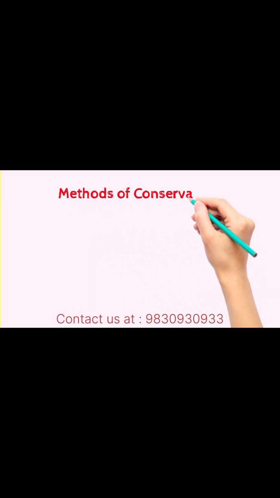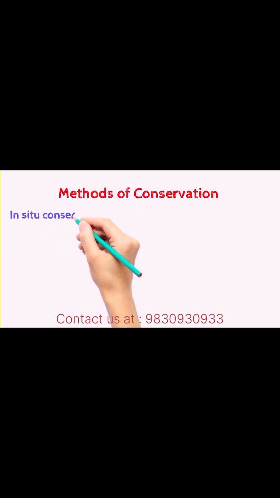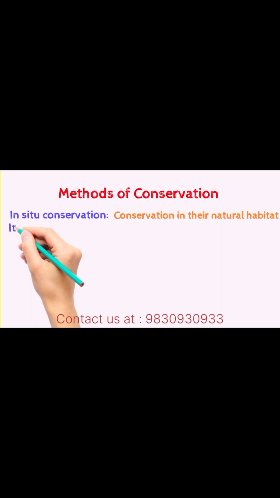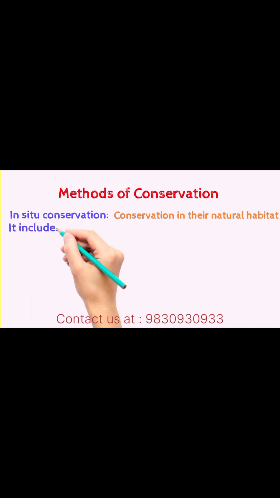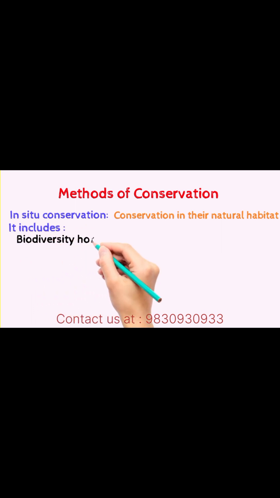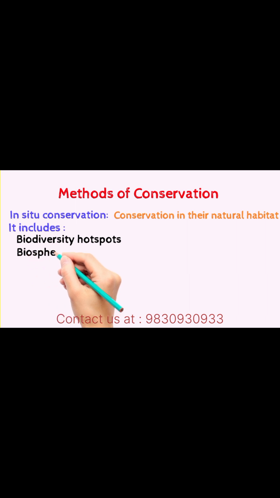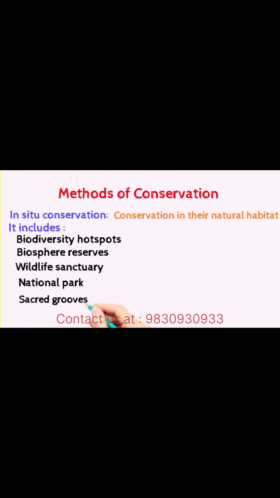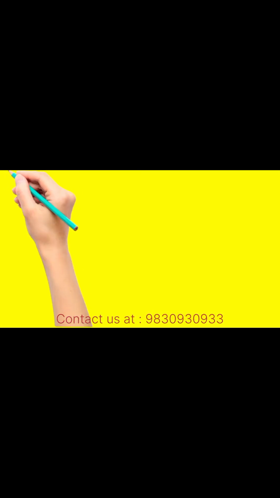Now, we will talk about the methods of conservation. There are several methods of conservation like in situ conservation, ex situ conservation, and many more. In situ conservation is the conservation of biodiversity in the natural habitat. It includes biodiversity hotspots, biosphere reserves, wildlife sanctuaries, national parks, and sacred groves. Jim Corbett National Park was the first national park in India.